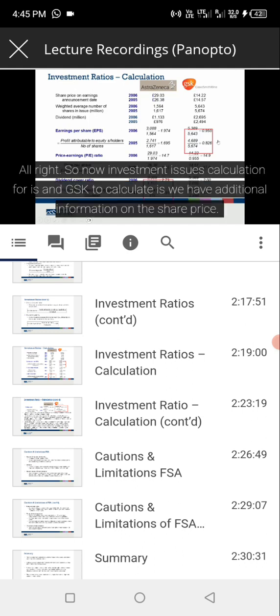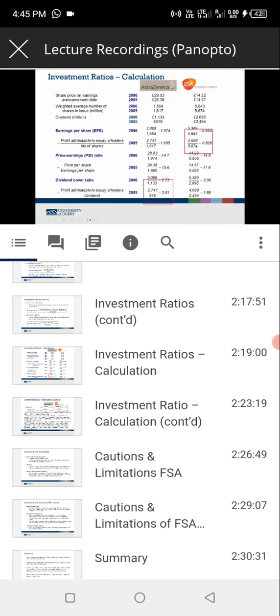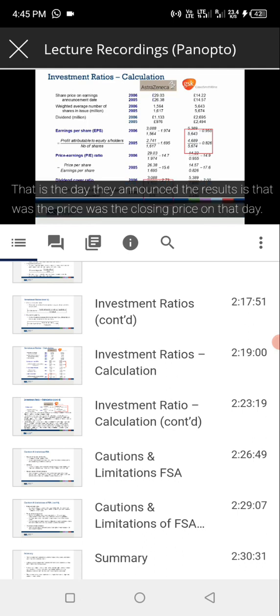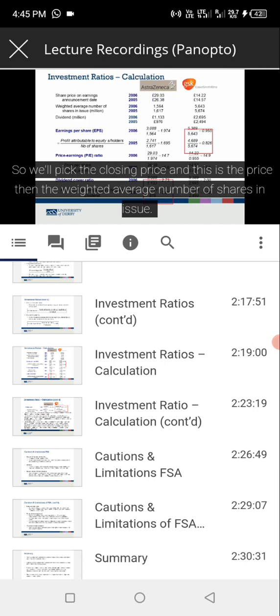All right. So now, investment ratios calculation for AZ and GSK. To calculate this, we have additional information, the share price. Here we are taking the share price on earnings announcement date. That is the day they announce their results. Is that okay? What's the price? What's the closing price on that day? So we pick the closing price, and this is the price.